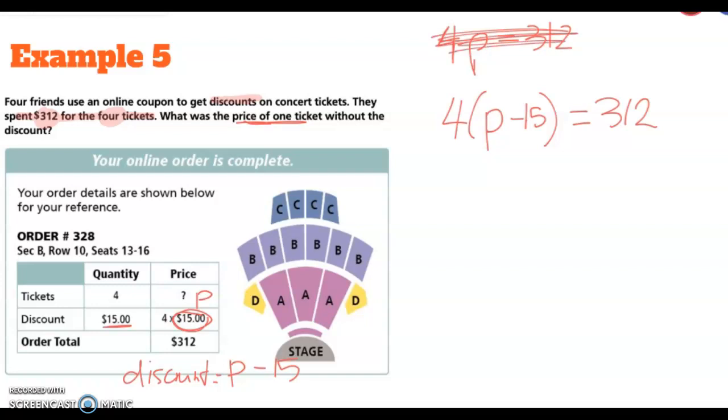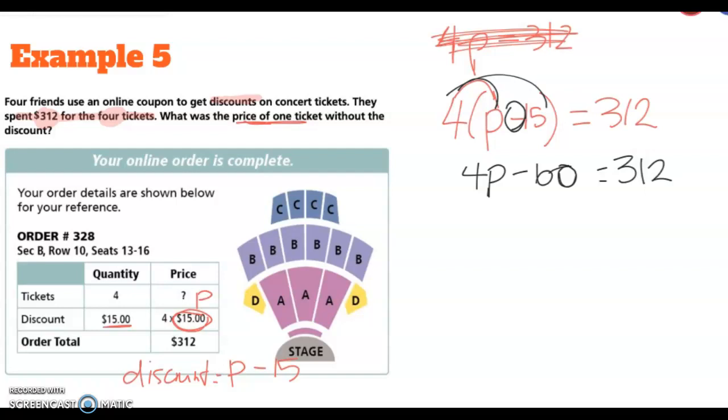This is our equation, and I know that I have to start by distributing. Let me switch colors so you can see. Distribute. So 4 times P is 4P. 4 times negative, remember this negative doesn't go away, 4 times negative 15 is negative 60. Equals 312.